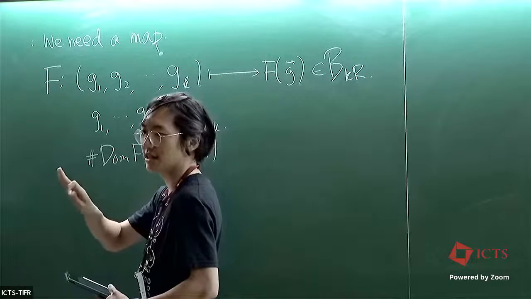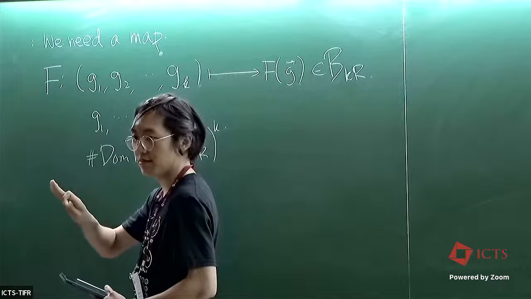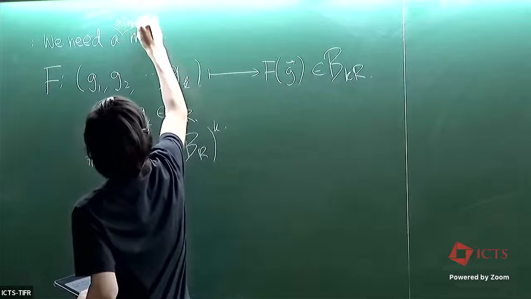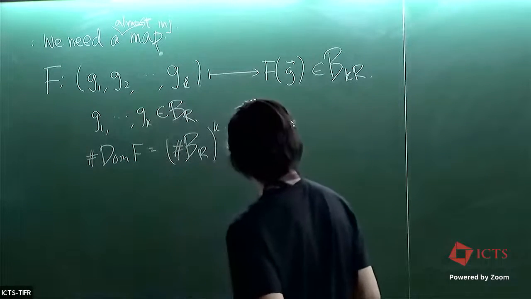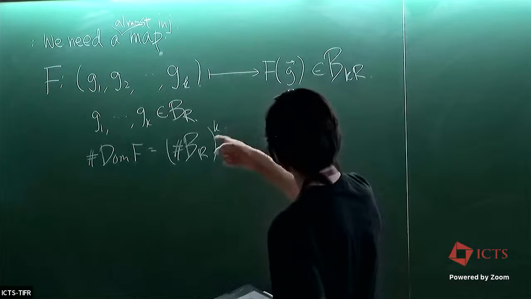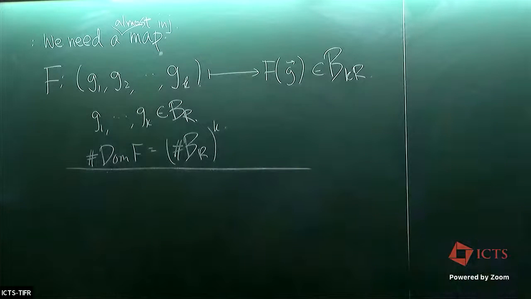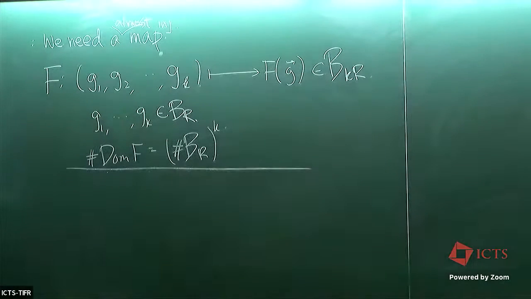It's usually not injective, but it's only finite-to-one. So we need an almost injective map from this domain into B_{kR}. This is not hard to achieve for F_2. So I will first explain why.